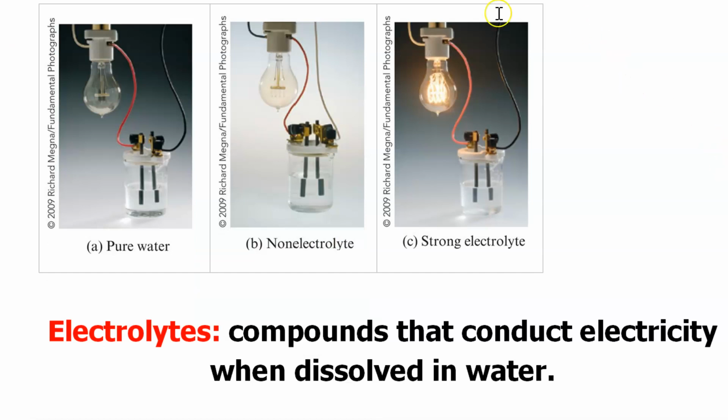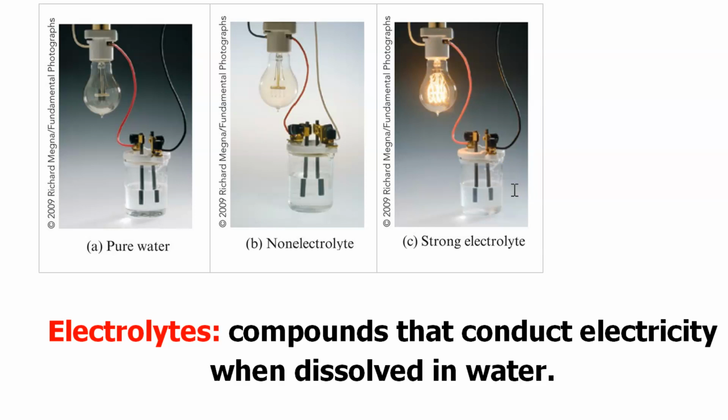In the third picture, we can see the light bulb is lit up. The white wire goes to a battery, and then that battery is connected to the black wire, which is connected to an electrode immersed in a beaker of our electrolyte solution, and there's another electrode that goes to the light bulb.